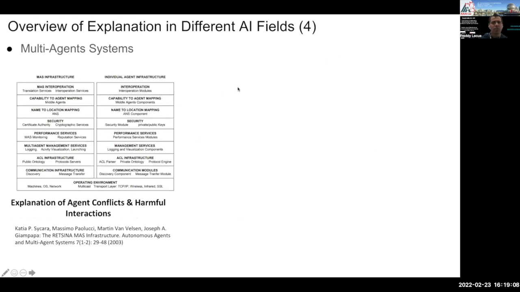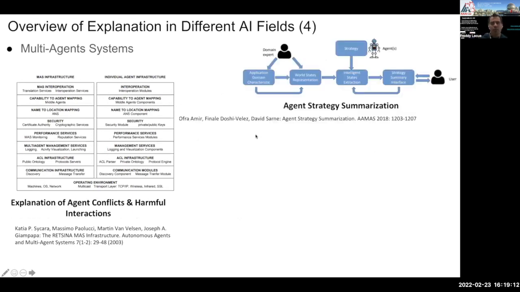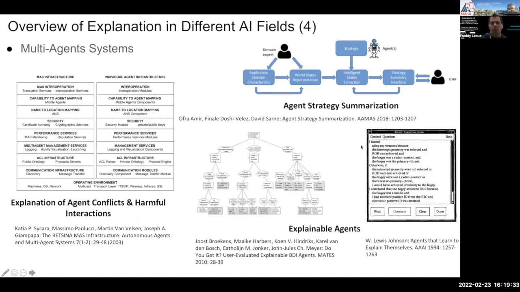In multi-agent systems, there's also plenty of work for understanding how you end up with an equilibrium in the agent strategy in the environment. How did you end up with such a system where you do have so many conflicts? Is there a way you can compute summarizations? There has been work on this particular topic, and also work on explainable agents. So there has been some work in this domain.